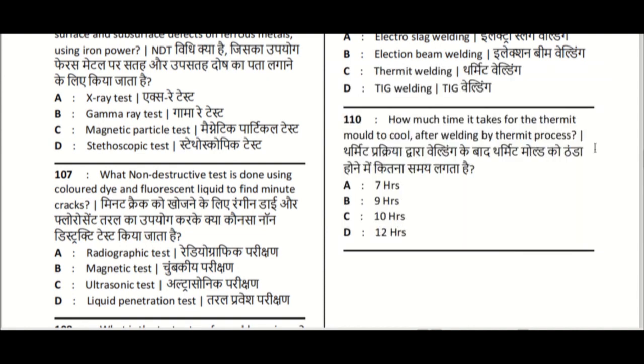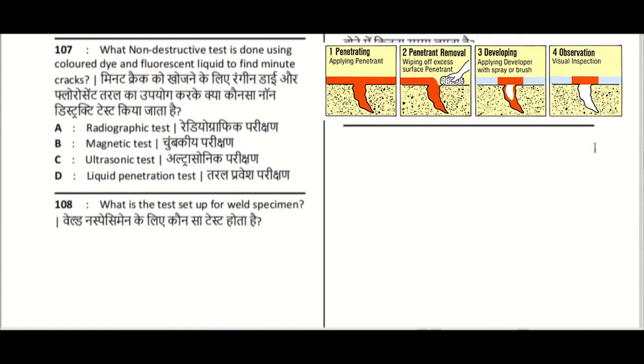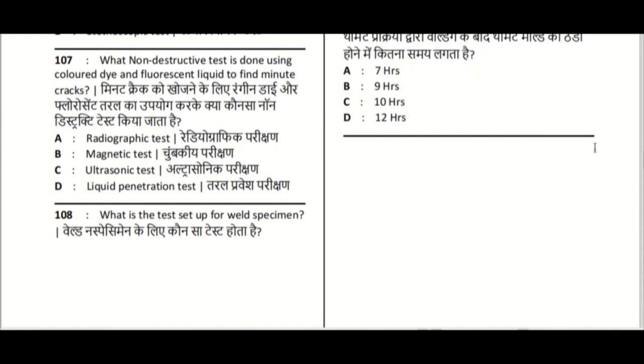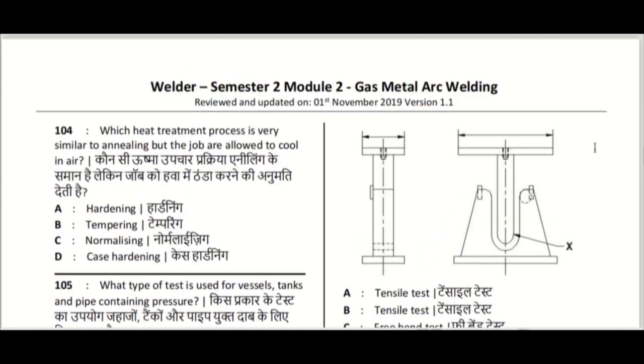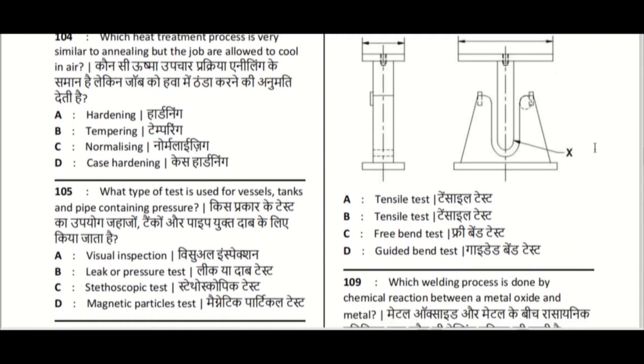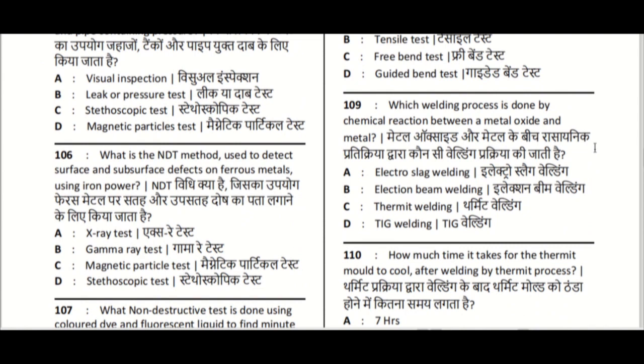What non-destructive test is done using colored dye and fluorescent liquid to find minute cracks? That NDT method is known as liquid penetrant test. What is the test setup for a weld specimen? This test is known as guided bend test.